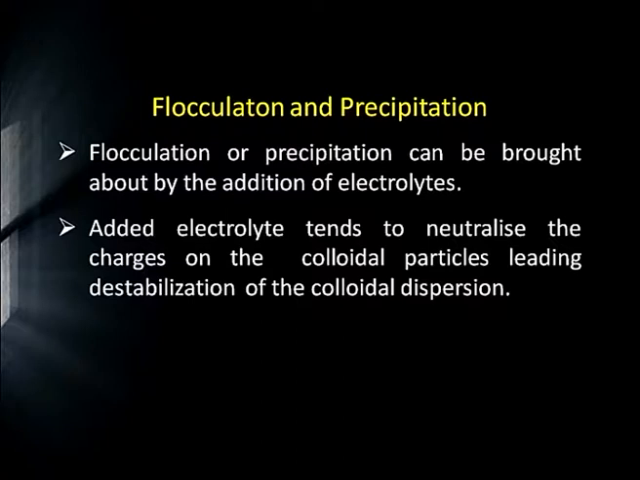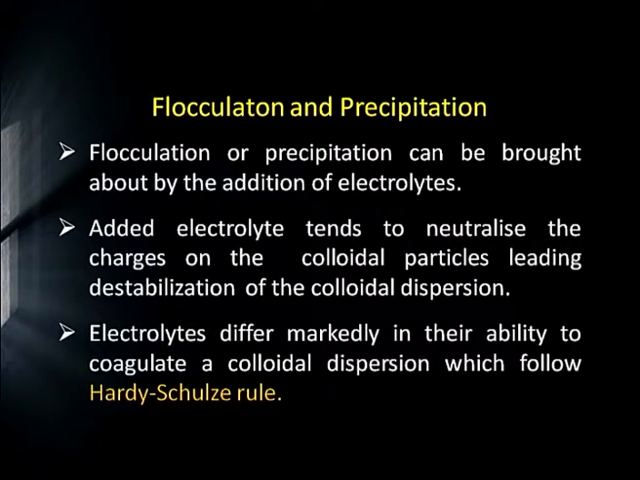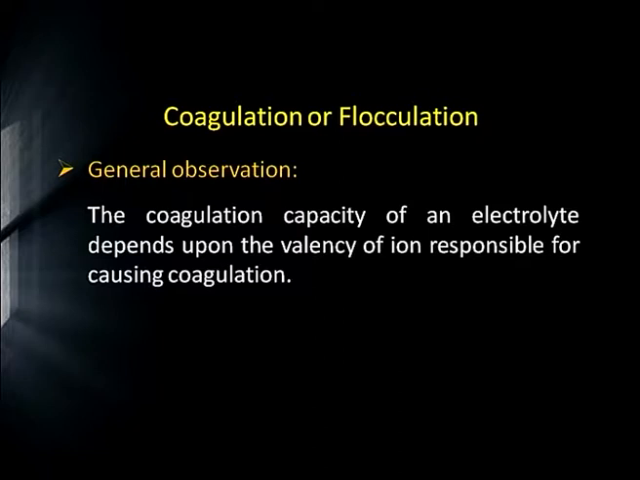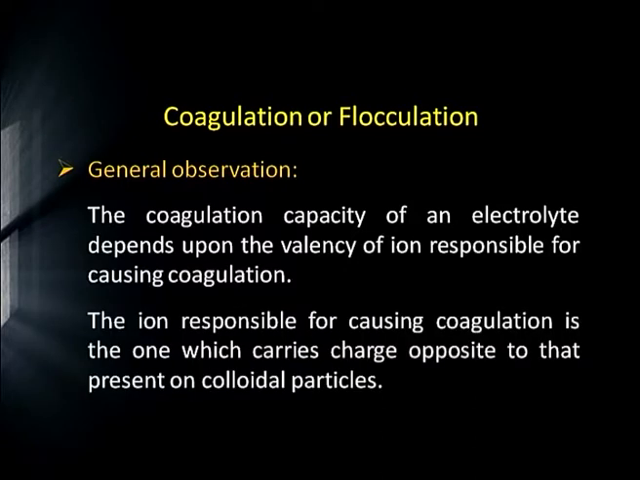Flocculation or precipitation can be brought about by the addition of electrolytes. Why? The added electrolytes tend to neutralize the charges present on the colloidal particles, leading to destabilization of the dispersion. Electrolytes differ markedly in their ability to coagulate a colloidal dispersion, which follows what is called the Hardy-Schulze rule. Some general observations have been made during experiments with electrolytes and their action on colloidal dispersions. The coagulation capacity of an electrolyte depends upon the valency of the ion responsible for causing coagulation. And the second observation is that the ion responsible for causing this coagulation is the one which carries charge opposite to that of the charge present on the colloidal particles.